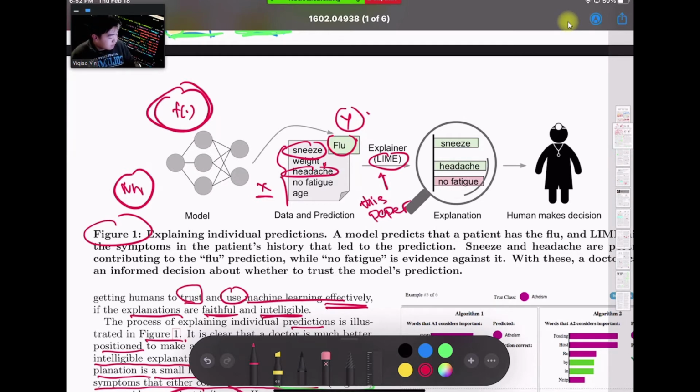Okay? So no fatigue. Okay, that's another one. But then it says no fatigue. So if you're contributing to whether this person has flu or not, it should really be the opposite of no fatigue. So you have fatigue. So in other words, this is green, that's sneeze. Headache, that's green. And the fatigue, the no fatigue, it's red. And that's really what they're trying to infer by this explanation used by Lime. And that's the roadmap that they're trying to do.